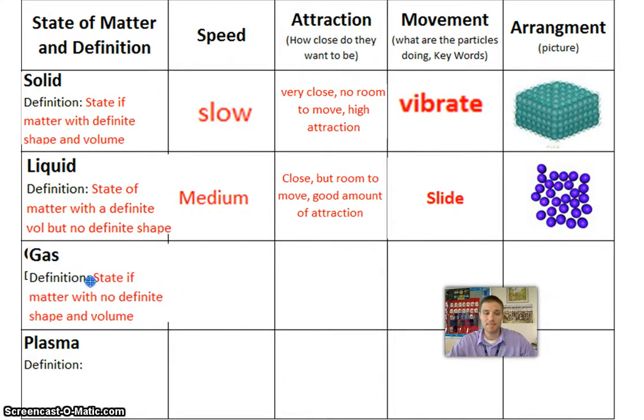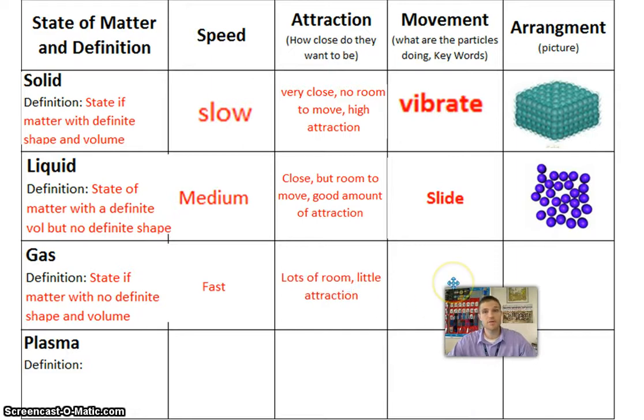Now a gas is a state of matter that has no definite shape and no definite volume. So if I had a perfume bottle and I spray it out, it's going to fill up the entire room. It's going to change shape, it's going to change volume, so it's going to spread out. These particles move really fast. So they kind of go wherever they want, and they go very fast.